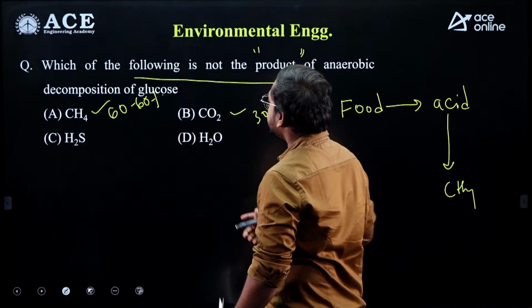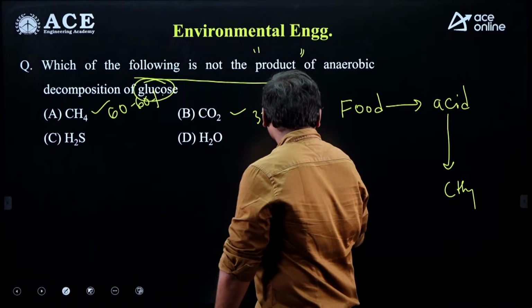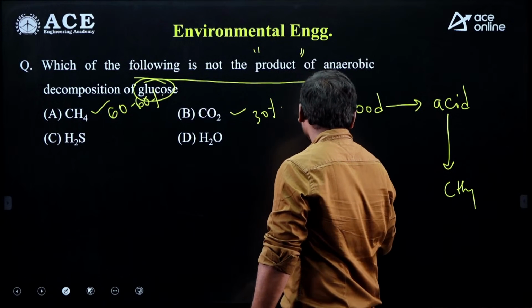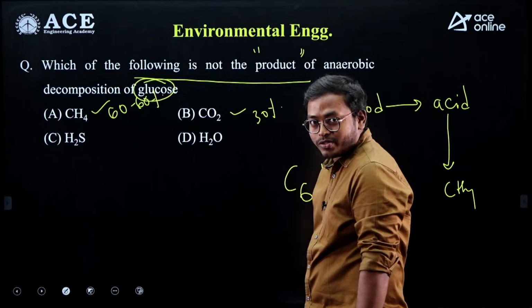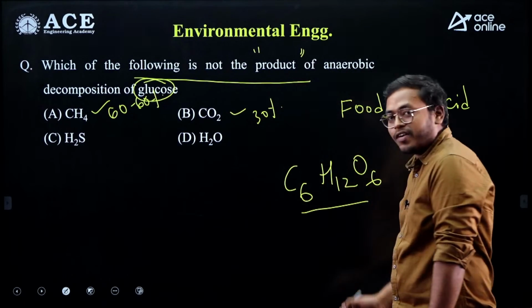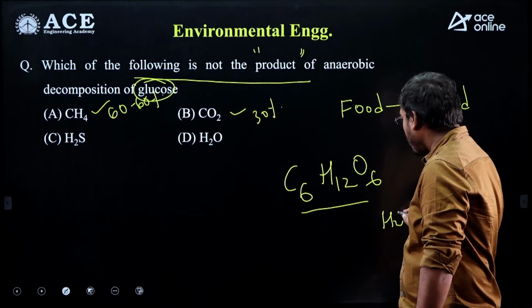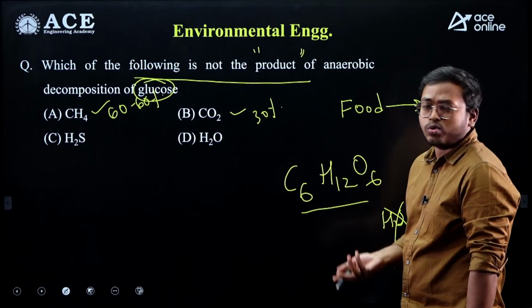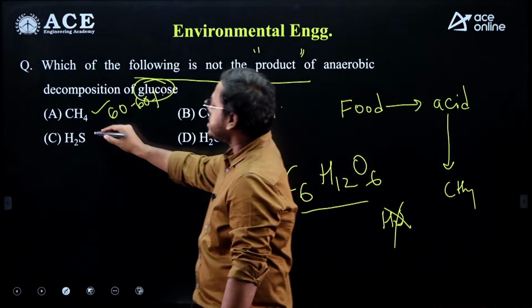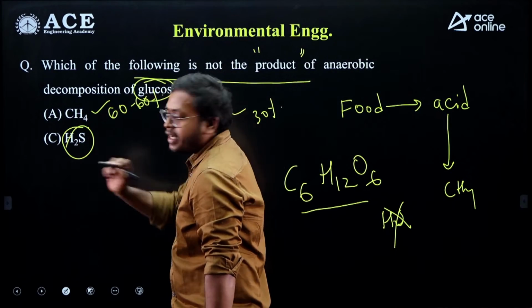But here there is a twist, he was talking only about glucose, and we know very well, we have solved so many times, glucose is C6H12O6. In this there is no sulfur at all. If there is no sulfur, how can you get H2S? I hope you are understanding, right? As there is no sulfur in this organic compound, H2S will not come at all. So this will be the right answer because it will not be coming.